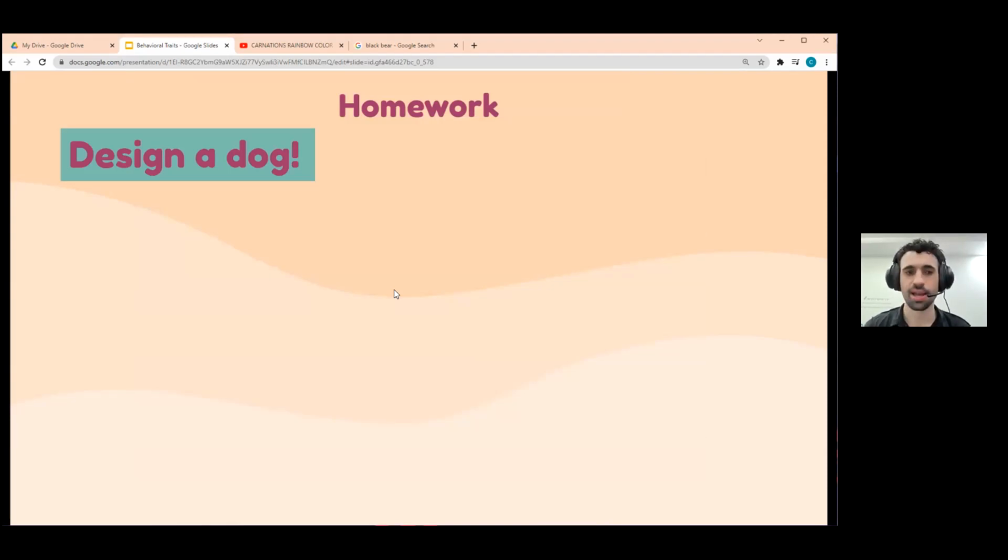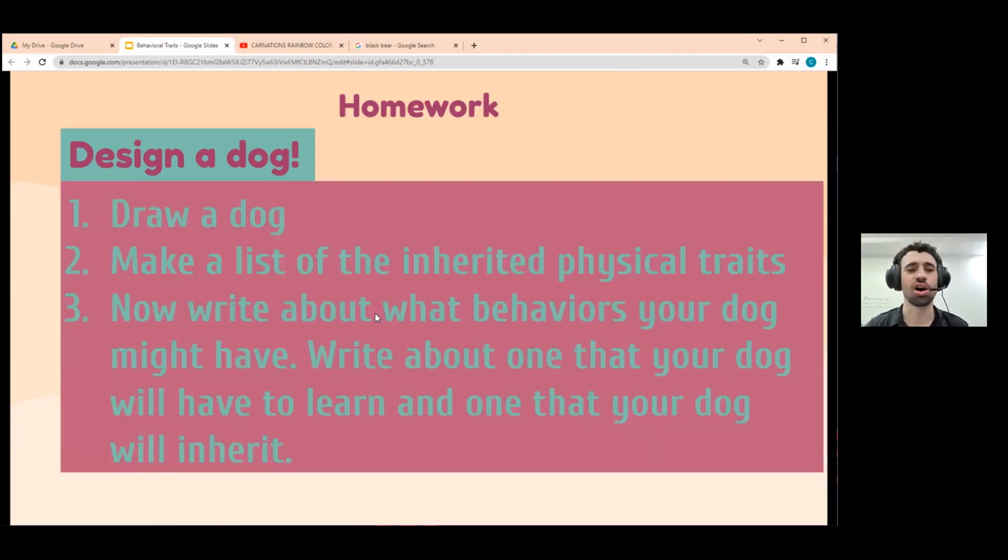Now, there are three things you need to do. First, draw a dog. Your dog can look however you want. It can be your imaginary dog, or your dog at home. It does not have to be real. You can add things to it, and have fun with your dog. You can make up your own dog, okay?